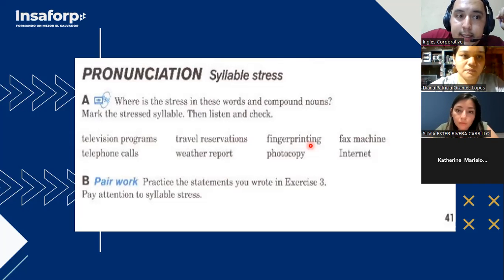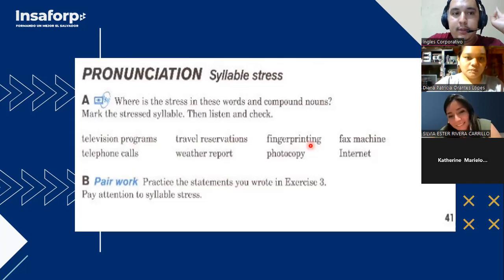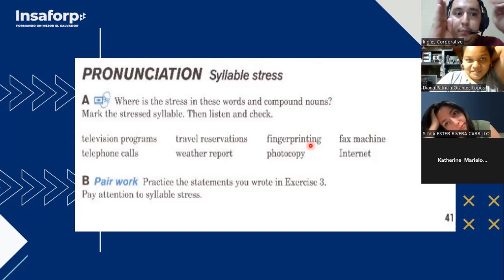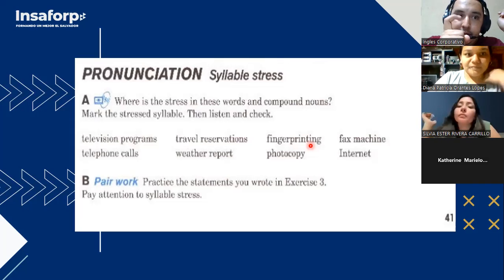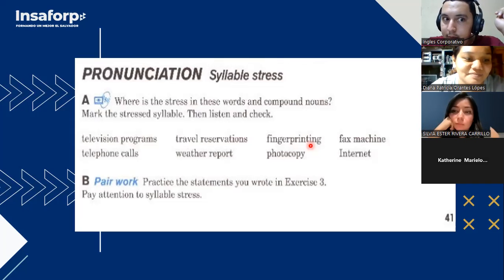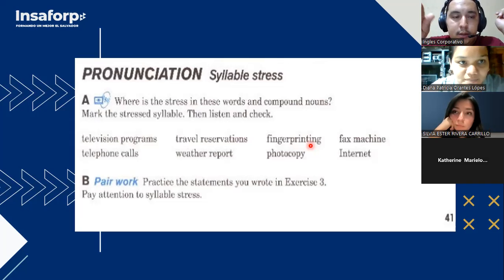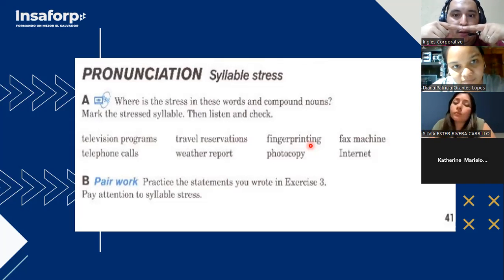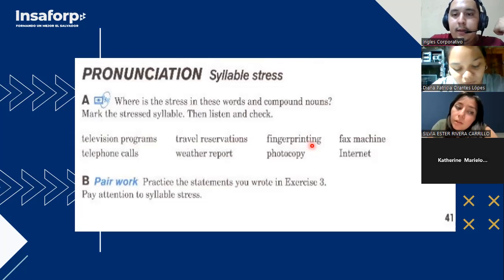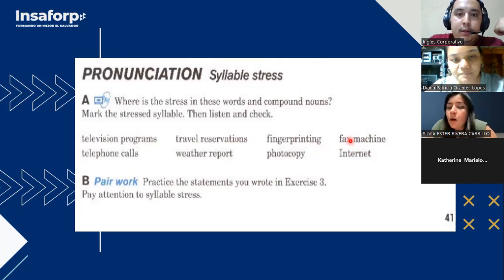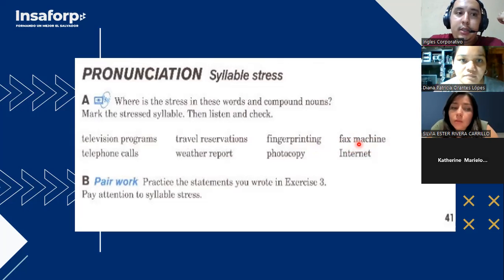Fingerprint in Spanish might be huellas dactilares o digitales, como queramos llamarlo. Those are fingerprints. Because if you separate them, finger is just a finger, and printing is another different thing, right? When you are printing with your computer a lot of pages. But in this case, you put them together. So in this case, fax machine. Even if we have the space, it makes one word, fax machine, because fax is one thing and machine another.